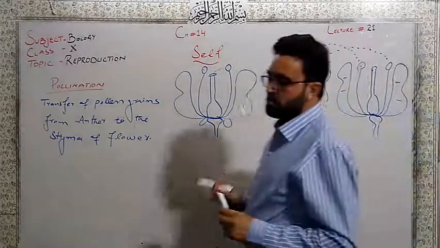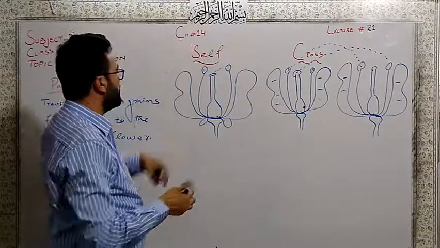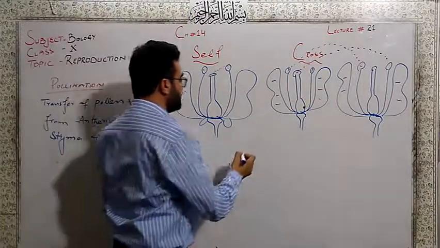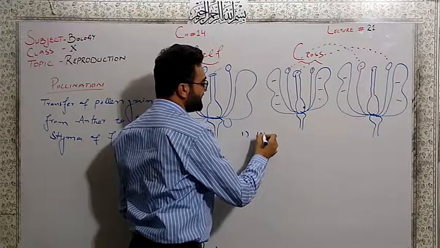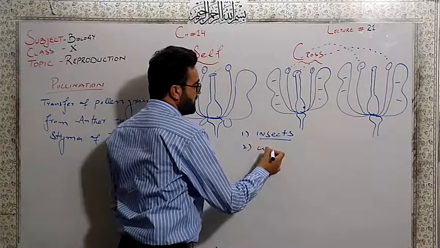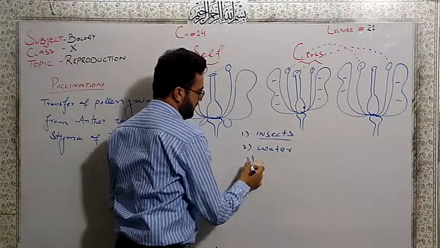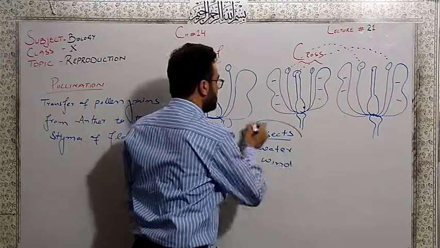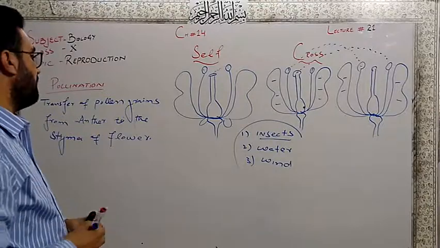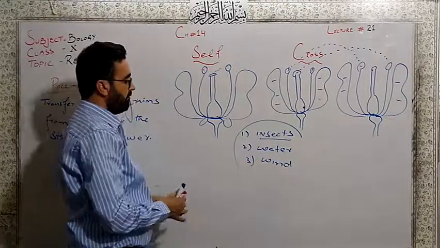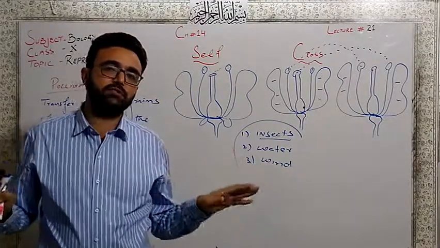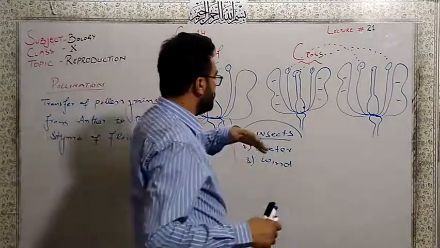Now there is an issue we have. In self pollination it doesn't require any agency, but in cross pollination we need agencies, and three agencies are usually very common: insects and birds, second water, third wind. And according to the agency which carries them, every pollen grain is modified. For example, a pollen grain which should be carried by the wind must have wings which will facilitate it to fly.